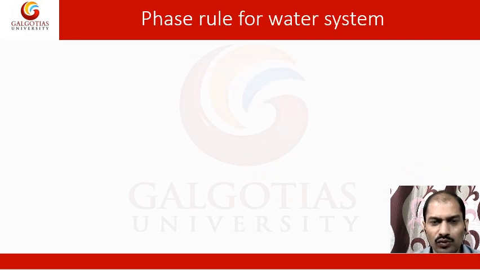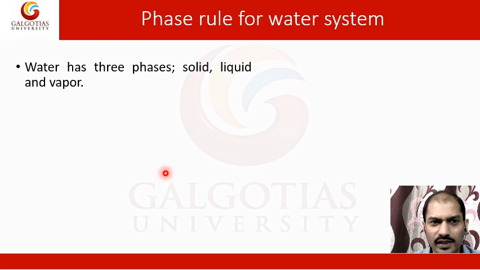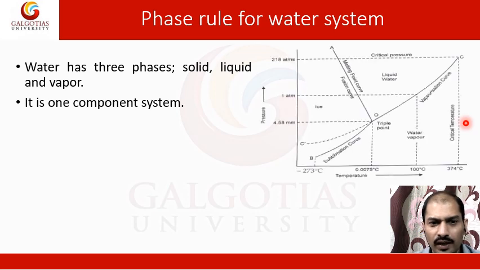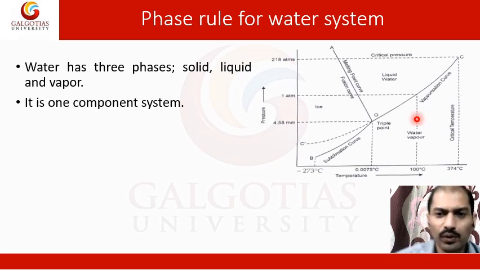So the phase rule for the water system: water is a one-component system. Here you can say water has three phases: solid, liquid, and vapor. So it is a one-component system. If you see the graph, this is very relevant here to explain properly.